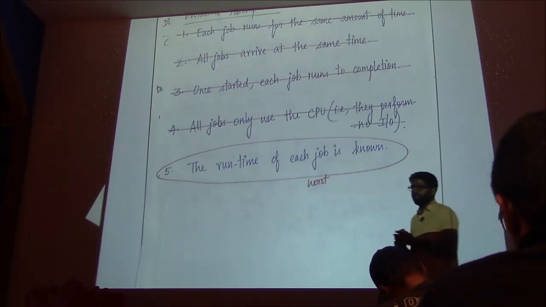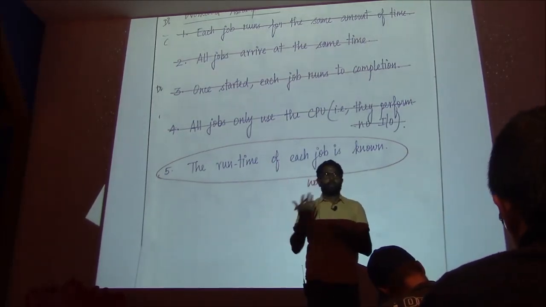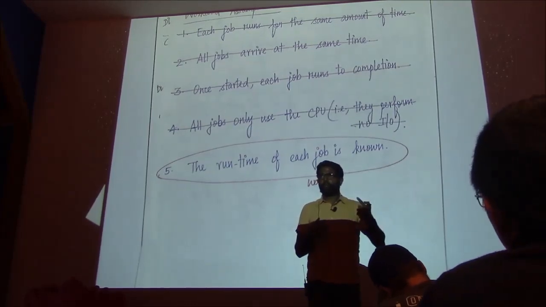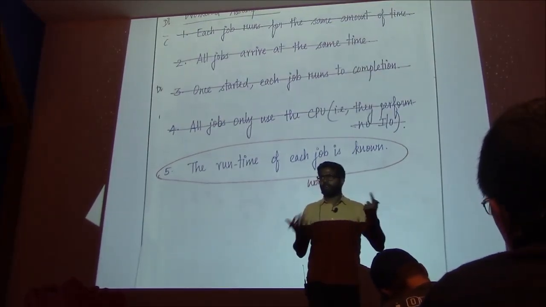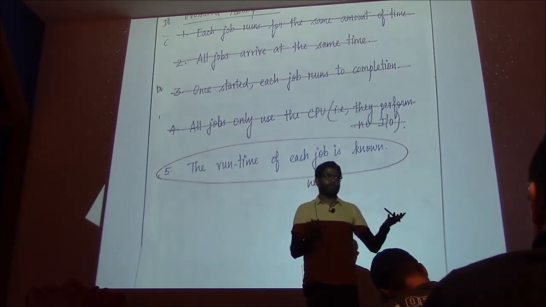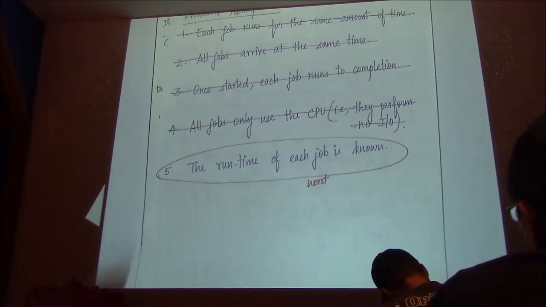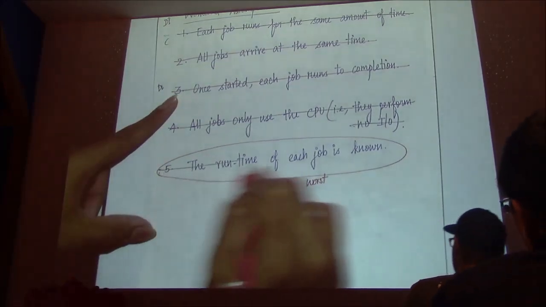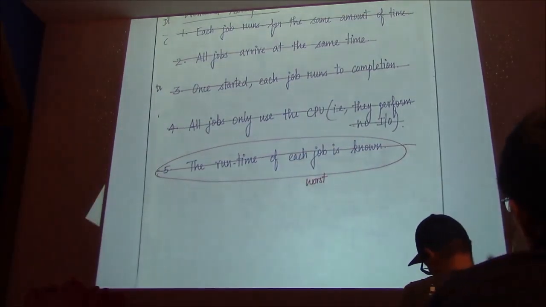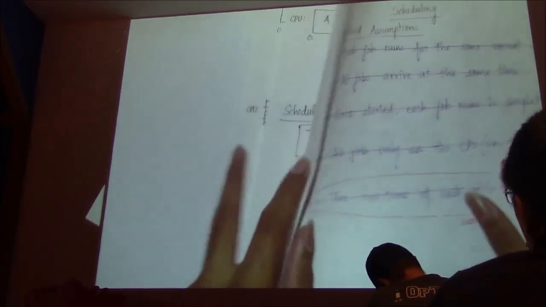How can the operating system find out if the C program that we wrote has an infinite loop? There's no way the operating system can find that out. If it has an infinite loop, it's just going to run forever. So this is the worst assumption of all, that the runtime of each job is known, and we are removing it right now. Then what happens to these scheduling policies?